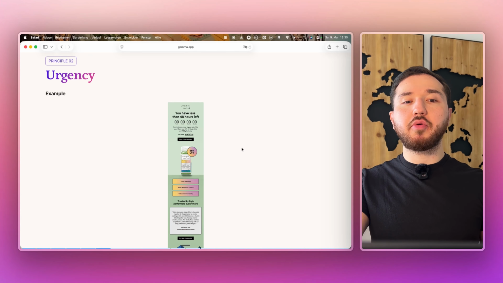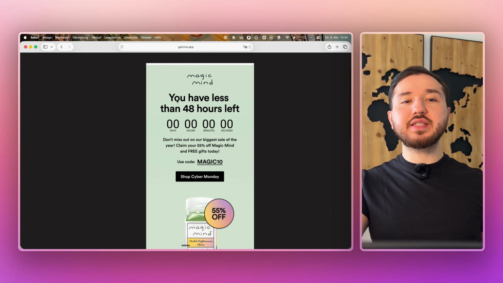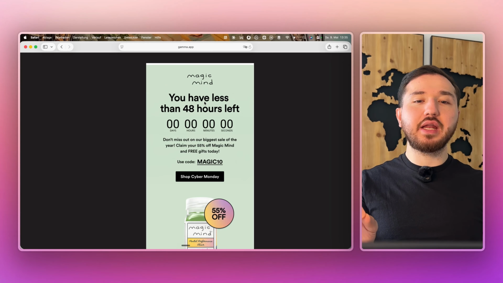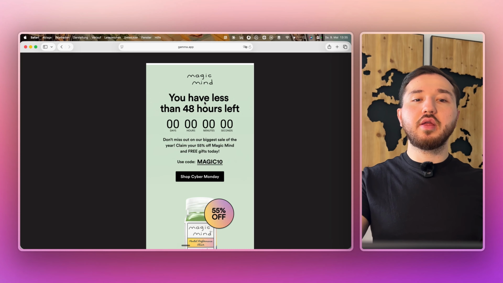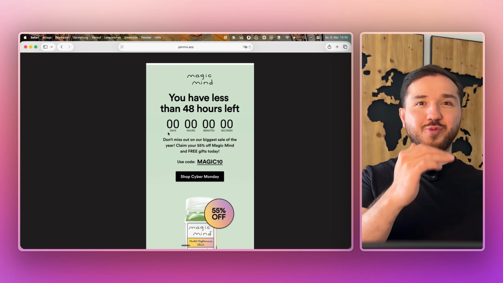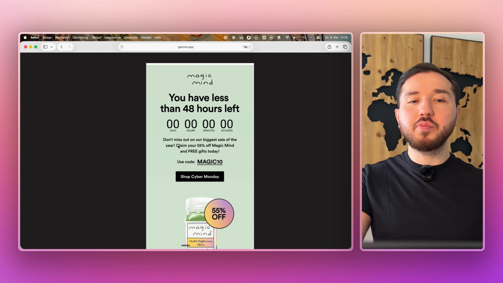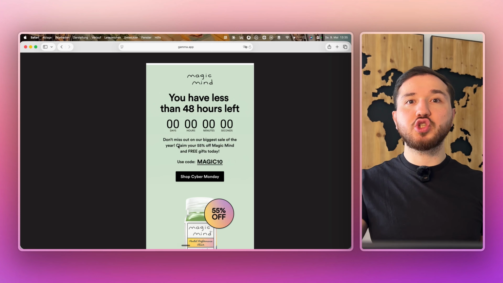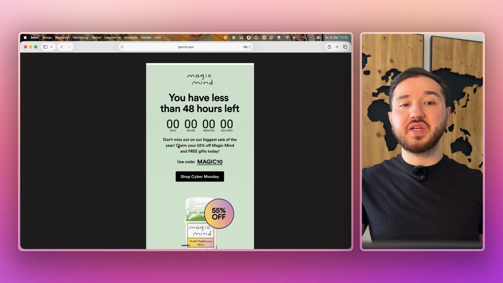And here's an amazing example from Magic Mind. So what they're saying in their headline is you have less than 48 hours left, urgency. They've added a countdown timer, even more urgency. And then they're saying don't miss out on our biggest sale of the year. So they've also added the fear of missing out.